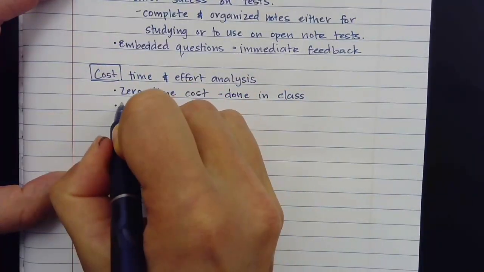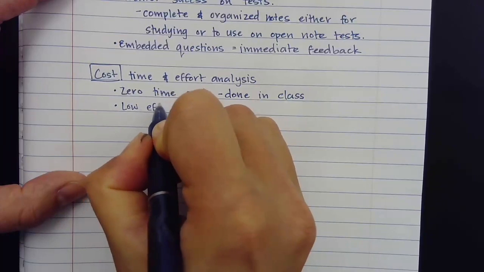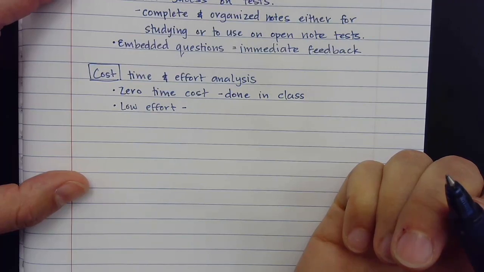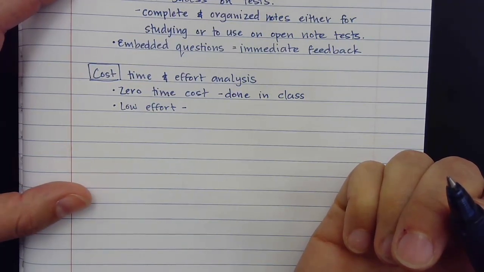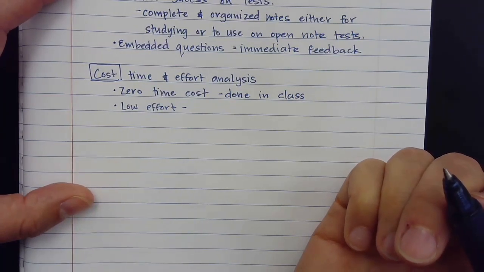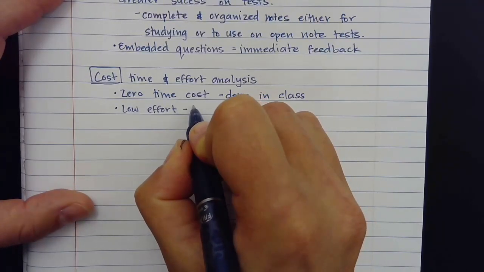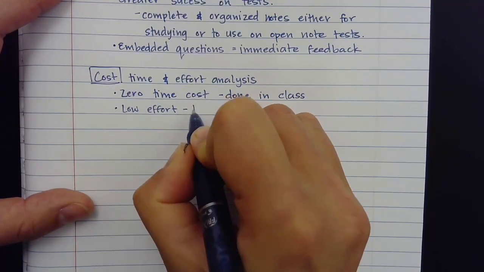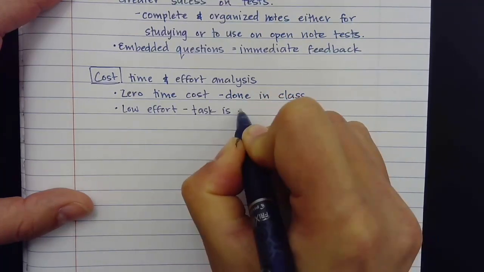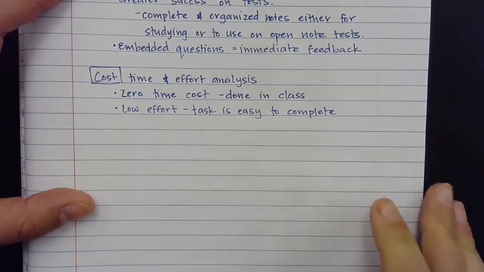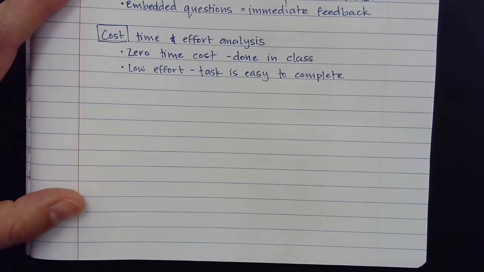And also there's low effort. And it might seem counterintuitive that you want something that's low effort, but when there's low effort, students are more likely to engage because they know that it's not going to be too hard for them. Having something that is set at a really high effort level is going to make it so that your students are just less likely to even start the task. So video notes, the task is easy to complete. So that's in terms of motivating students.